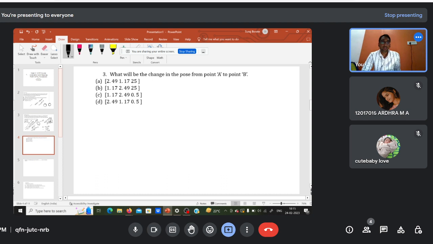What will be the change in the pose from point A to point B? When we say pose, pose means position plus orientation.